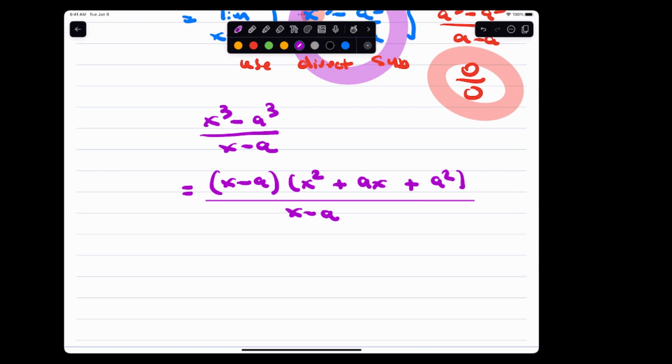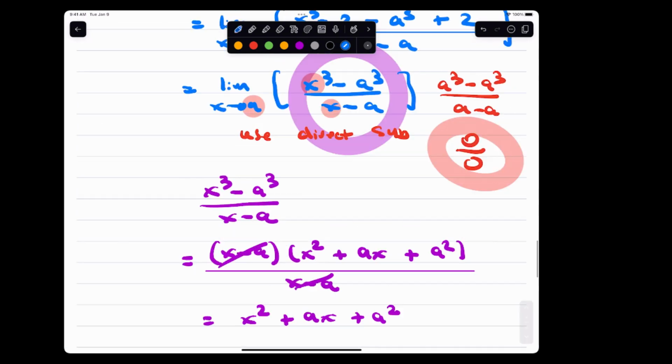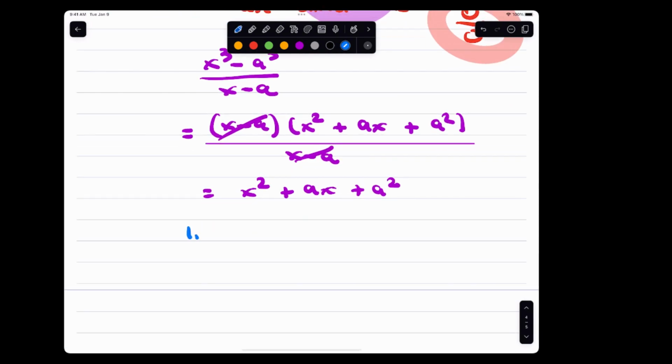All right, you guys with me on this one? Pretty good? So what cancels out? What do you have left? X squared plus AX plus A squared. So now we're going to take this limit as X goes to A of X squared plus AX plus A squared. This is your F prime of A.